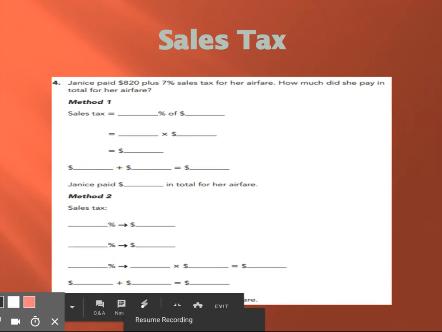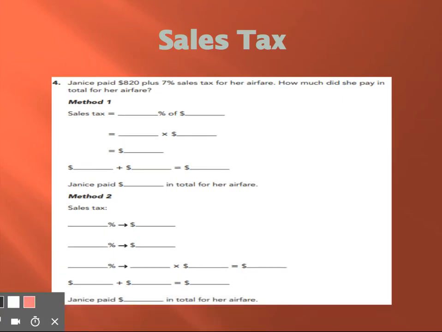Okay, so let's do number 4 together. Janice paid $820 plus 7% sales tax for her airfare. So they want to know how much she paid total. So in method 1, I'm seeing what 7% of $820 is. So I'm going to multiply 7% in fraction form as 7 over 100 times $820. And I'll show you the multiplication I'm doing.